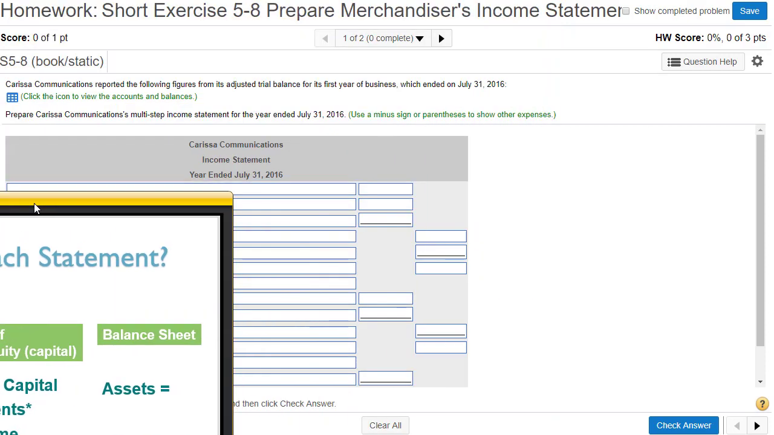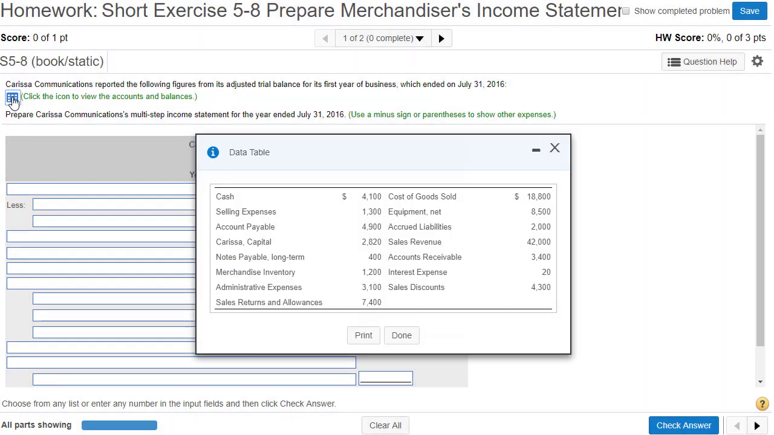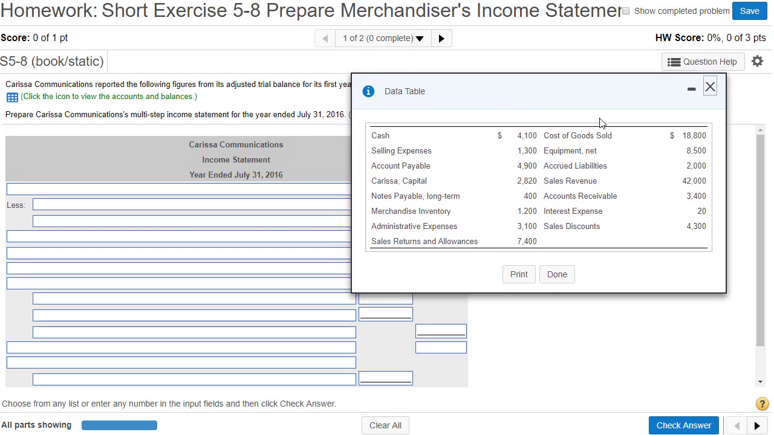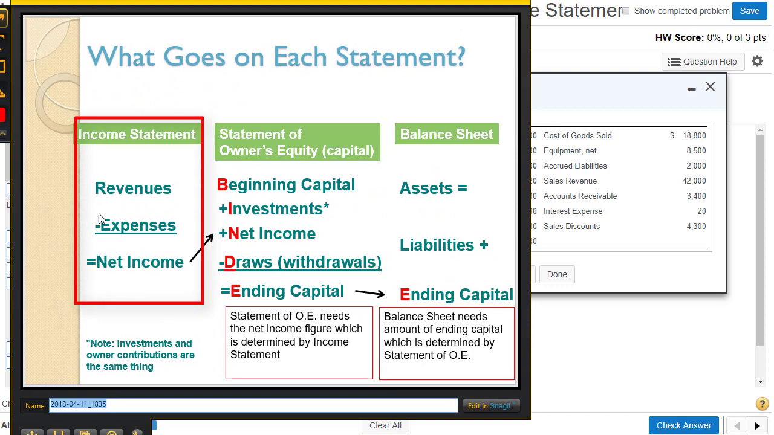But now that we're working with a merchandiser, our income statement is going to have a few more steps to it. So we will still start with the revenue. First, let's read this. Carissa Communications reported the following figures from its adjusted trial balance for its first year of business, which ended on July 31st. So here's our data in a random order. Just because there's a number here doesn't mean it goes on the income statement. Remember, the only thing that goes on the income statement are revenues, and then we're going to subtract expenses.